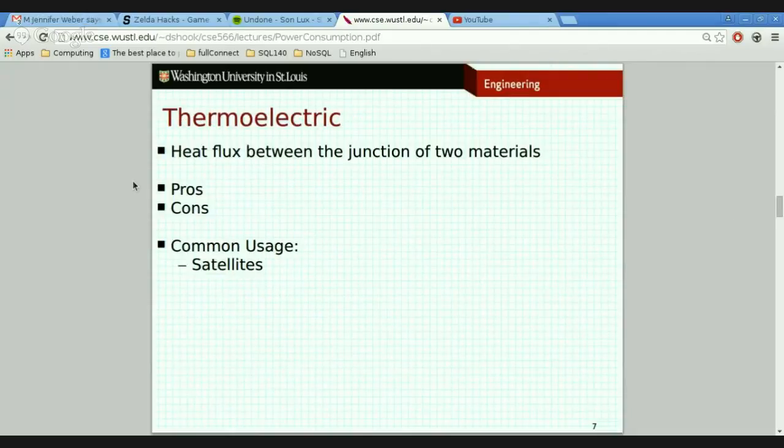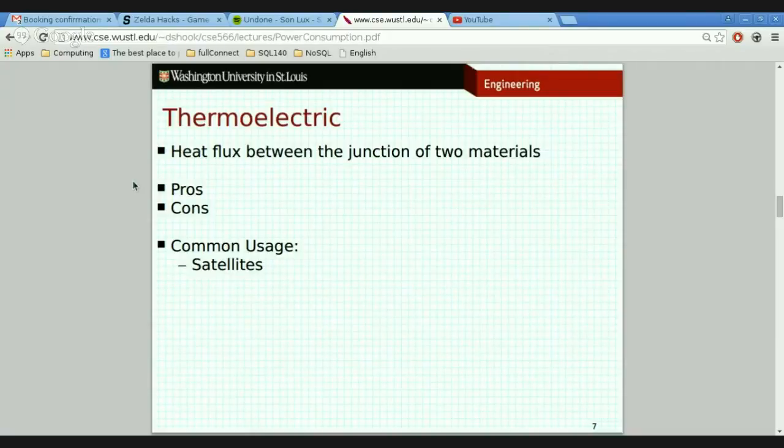So thermoelectric heat dissipation is interesting. It requires a junction of two materials. On one side, we have a material that's going to be very heat absorbent, that's going to basically take on all of the heat from the system. And then the flux between that material and the material on the alternate side, right, helps dissipate that heat very, very quickly. That was kind of a high-level, watered-down explanation of how it works.